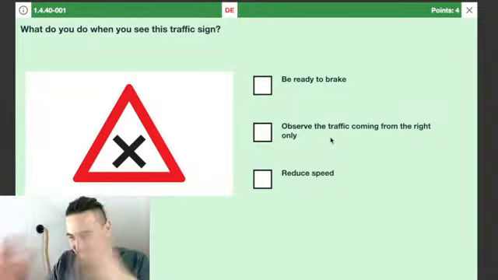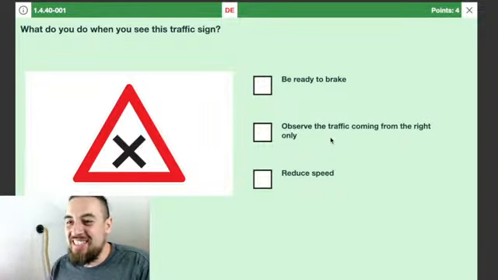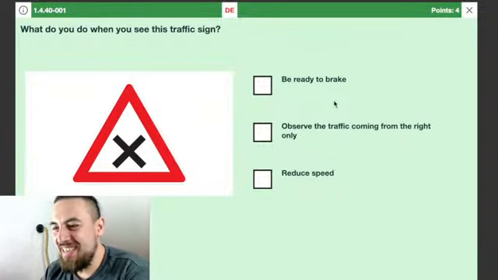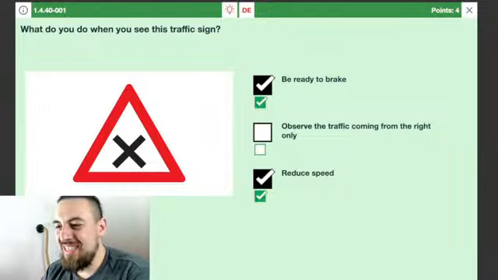All right, let's go on. If not, I will never finish here. I'm getting sentimental. What do you do when you see this traffic sign? Be ready to brake. Yes. Observe the traffic coming from the right only. No. Reduce speed. It's just both. Actually, honestly, you should check to the left too. So be ready to brake, reduce speed, and obviously it's right before left here, but you should check all sides.